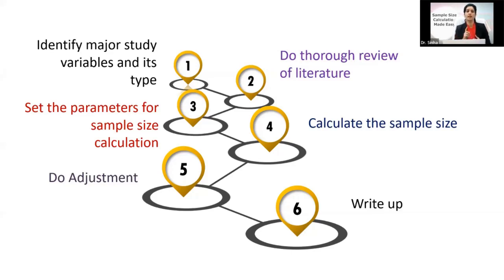You have to identify the major variable, then do a thorough literature review to get the parameters. Then you have to set some parameters, depending on whether your study is an analytical cross-sectional or a descriptive cross-sectional, like the value of alpha, precision, etc. Then calculate the sample size, do the adjustment, and then do the write-up. We will see each step one by one.